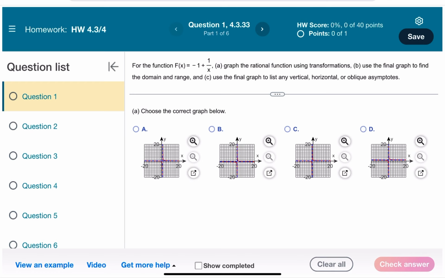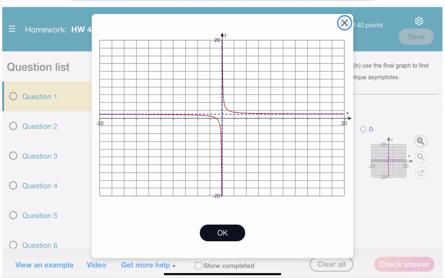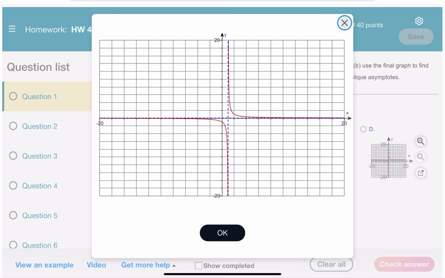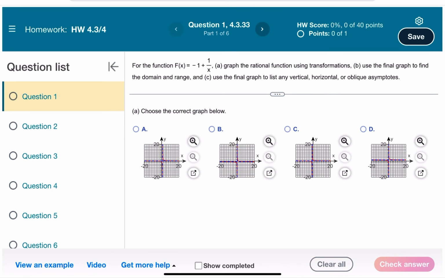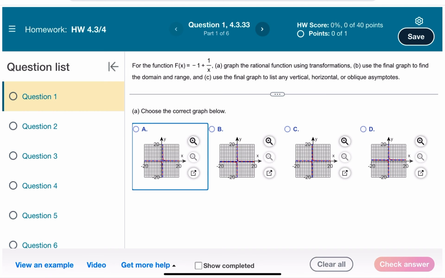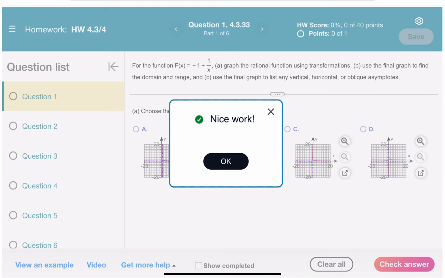So let me see if I could figure that out real quick. I think it's this one. No, that shifted up 1. So I don't know, maybe this one. That actually shifted to the right some. These are so small. This one. This should be shifted down 1. So it should be B. Okay, check answer.